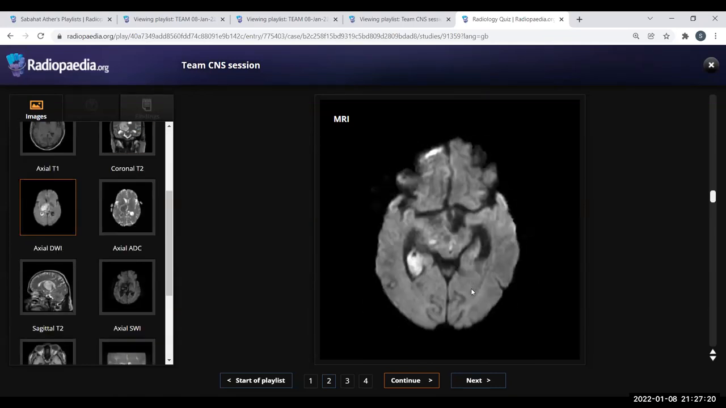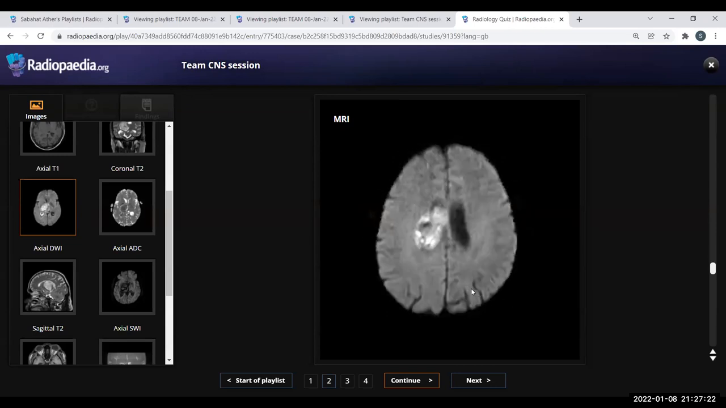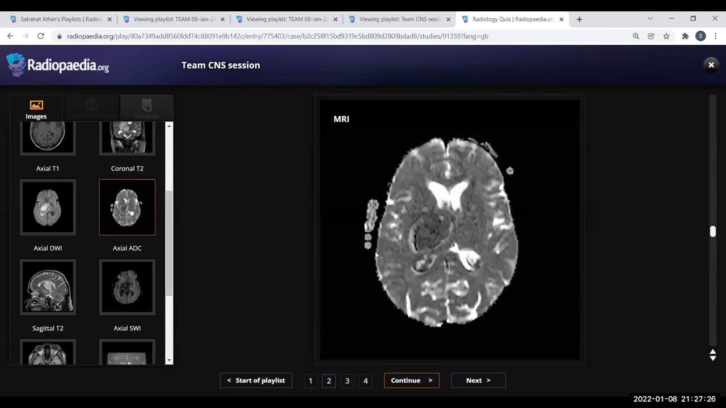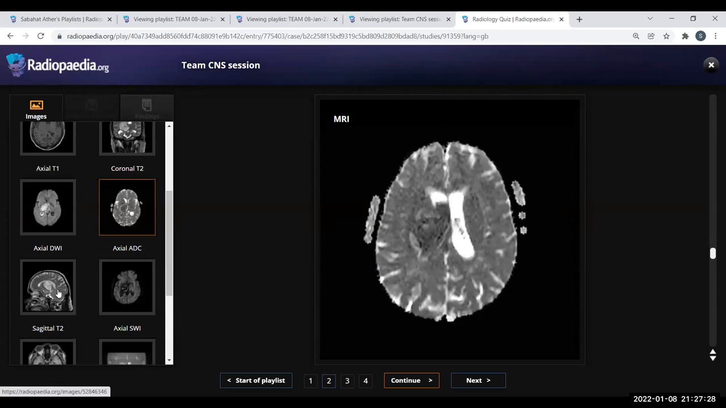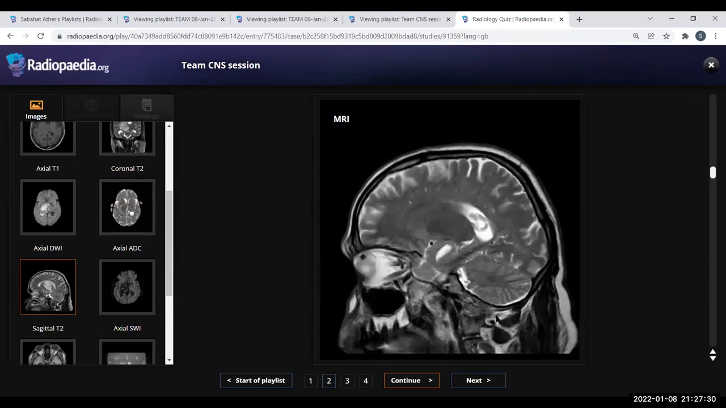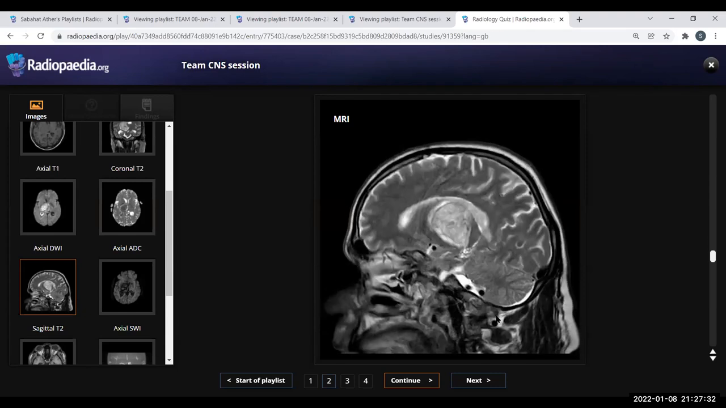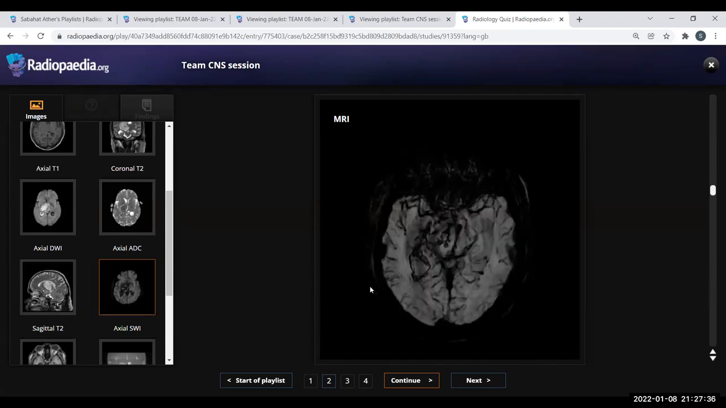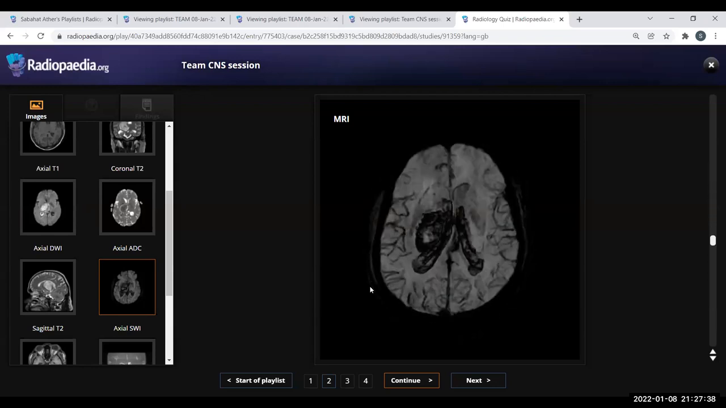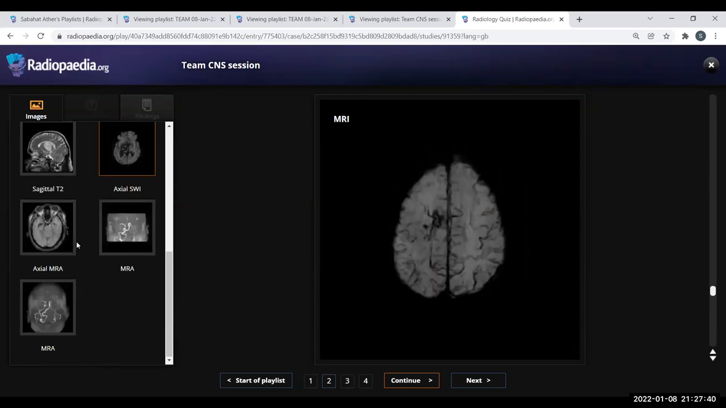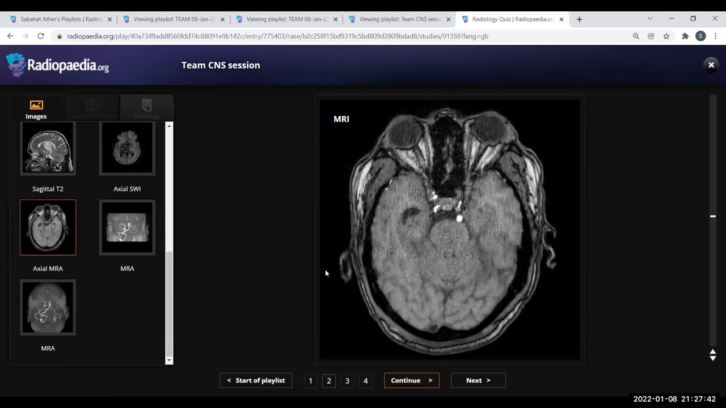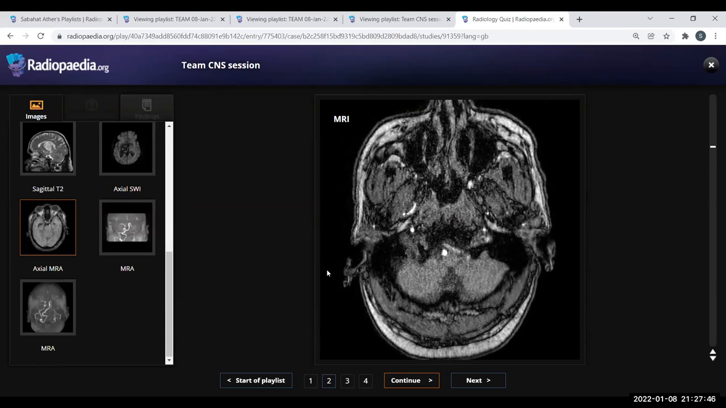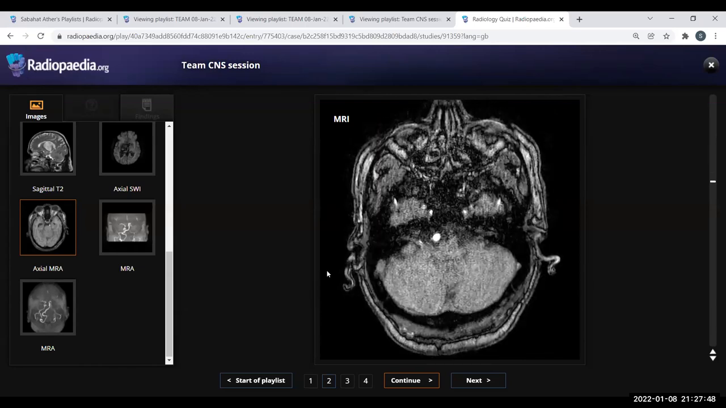On DWI images, it is hyperintense. I would want to correlate it with the ADC images. There is restriction, which is seen. So this is a sagittal T2 image. SWI has a lot of blooming in that area. So what do you think it is? Can you just go up one second?